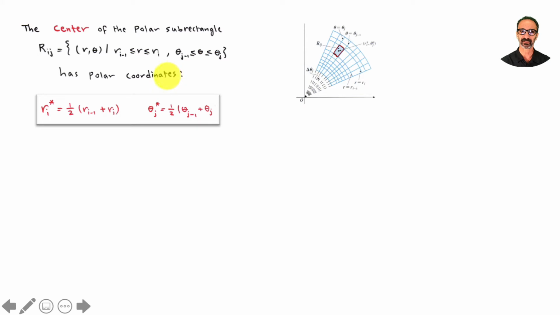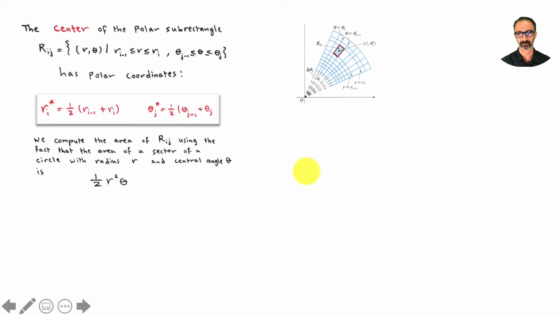Same thing for theta. Let's say the first one is 50 and the second one is 60. The average will be 50 plus 60 over 2, which is 55. So we get that. We compute the area of Rij using the fact that the area of a sector of a circle with radius r and central angle theta is half r squared theta.